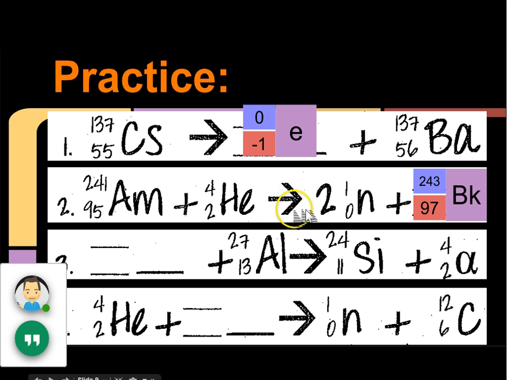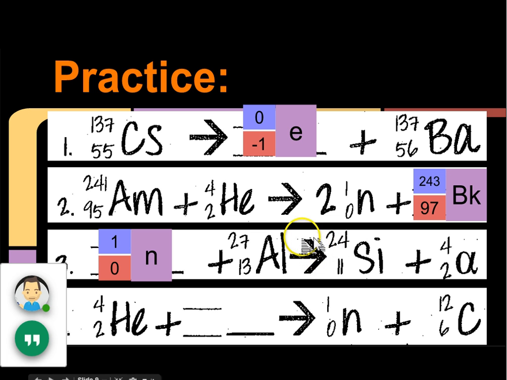Number 3, on the right side of the arrow, we have 28. So on the left side of the arrow, we have to have 28. So we have 27 already, so that leaves us with a 1 right there. On the bottom, we have 13 on the right, so that means a 0 on the bottom. So that would be a neutron.